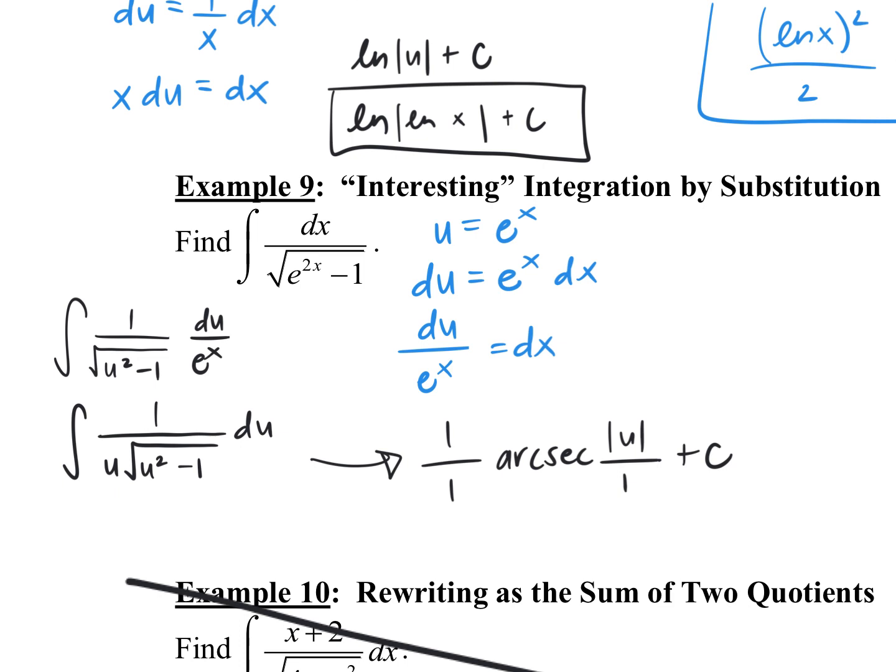One last step. What do I got to do? Plug in u. So I've got arcsecant, absolute value of e to the x, plus c.